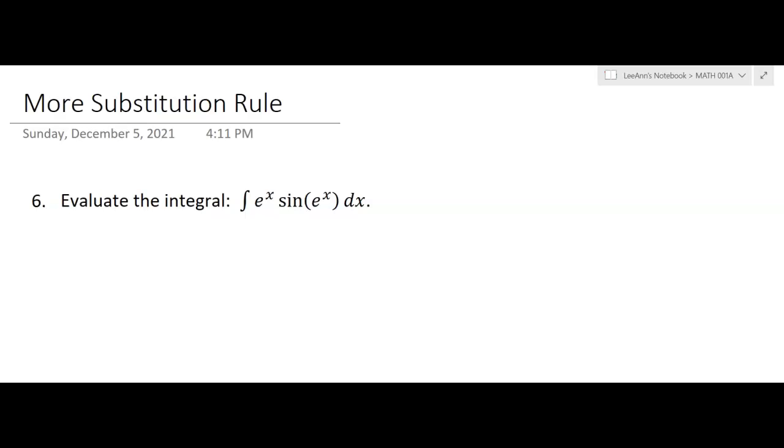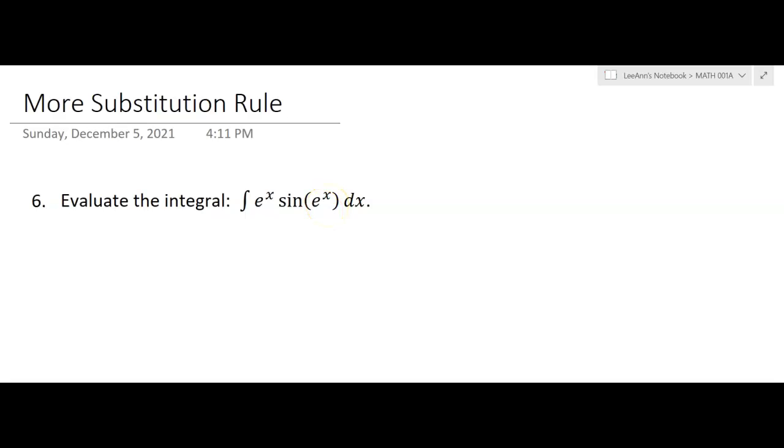So here we have another problem. We're going to evaluate the integral, and we're going to use the substitution rule. This one might be a little more obvious what we want to substitute for. You can see I've got e to the x and e to the x right there.